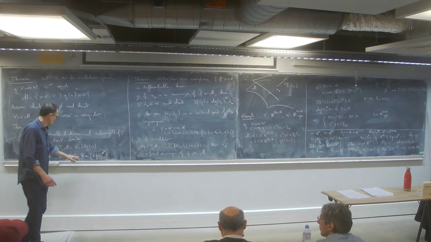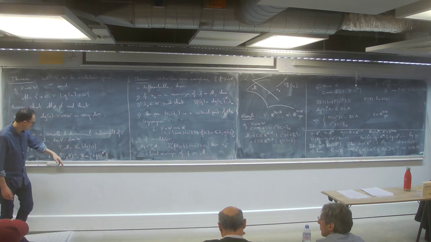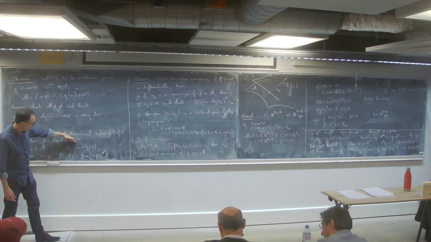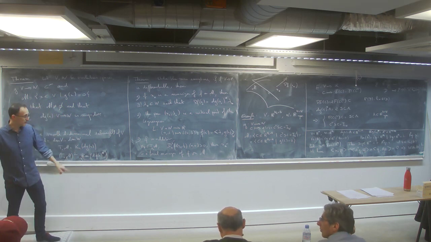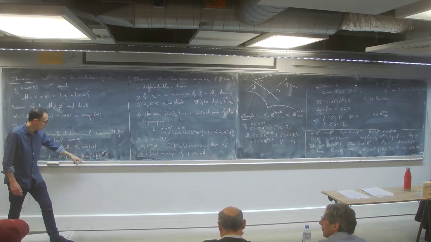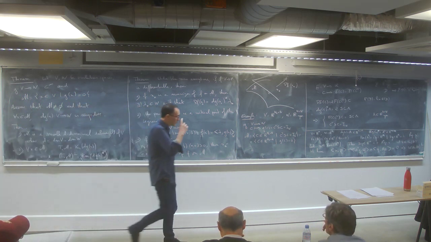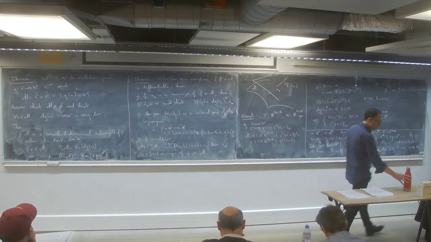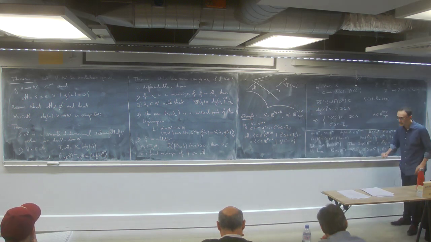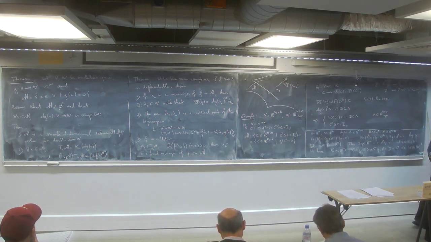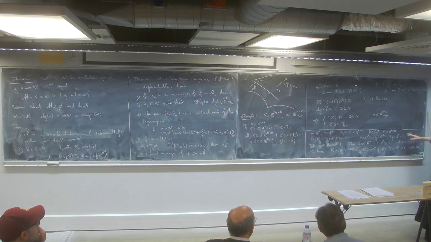To show that, in fact, the orthogonal of the kernel is the range of the adjoint. So the argument is not difficult. I wrote it here. It will be in the notes as well, but let me just briefly go through it.